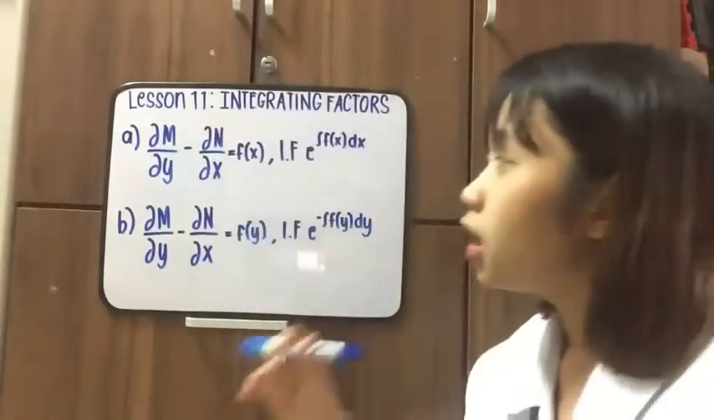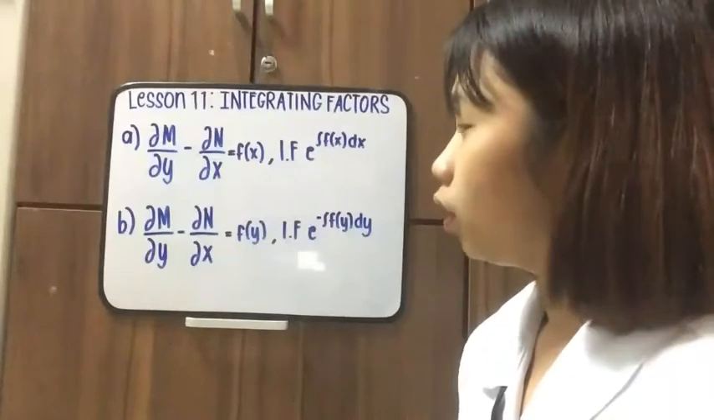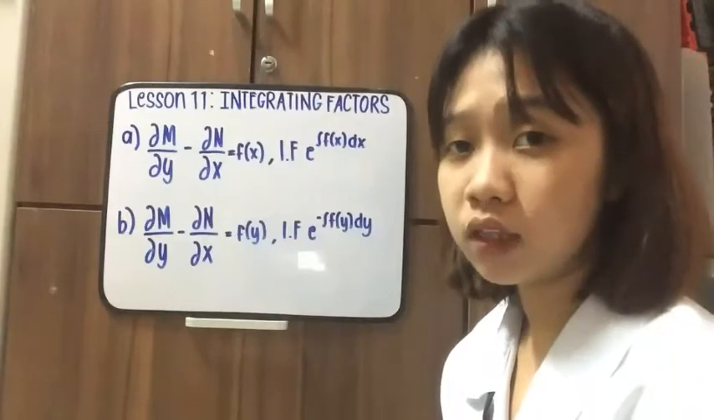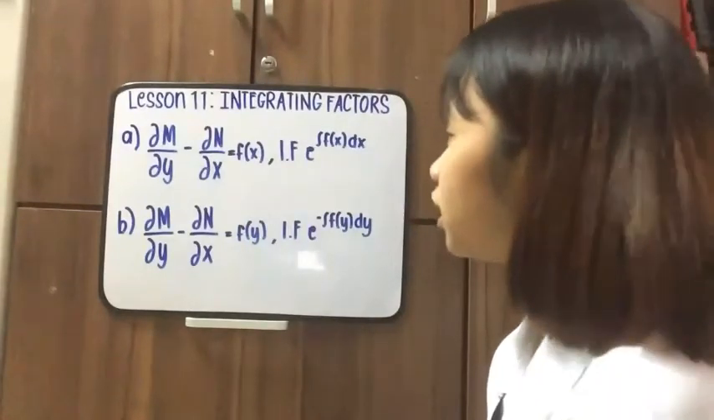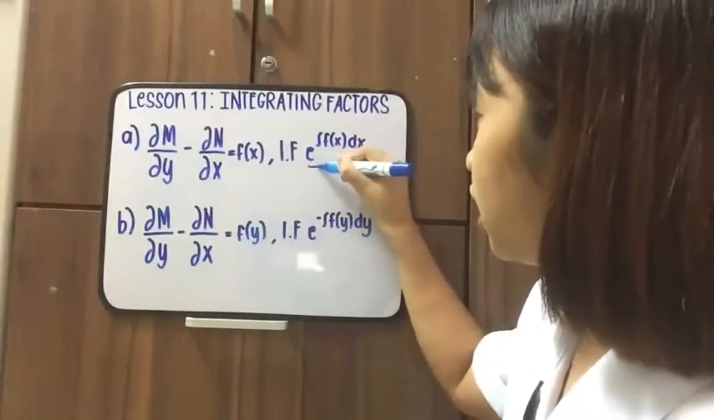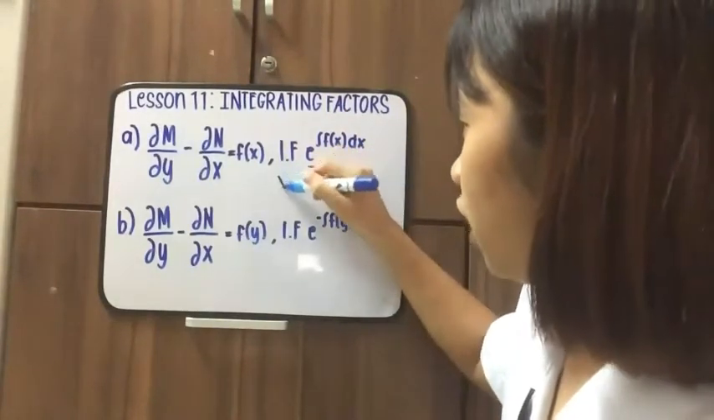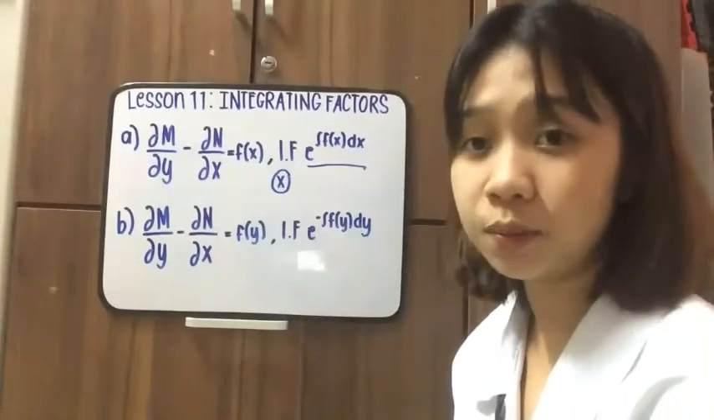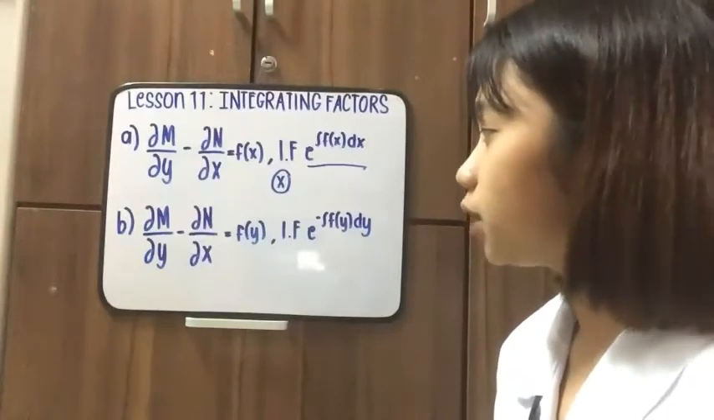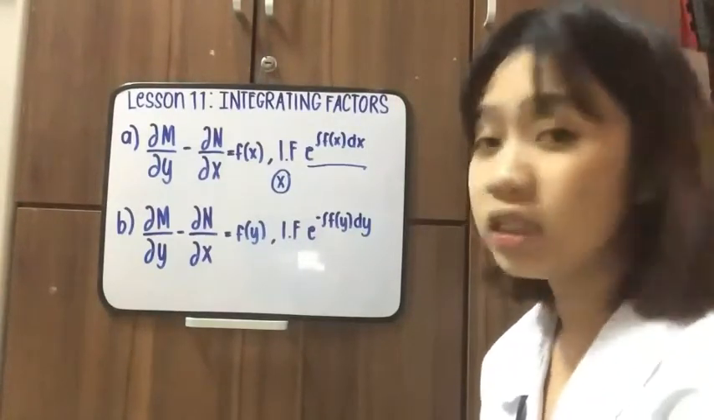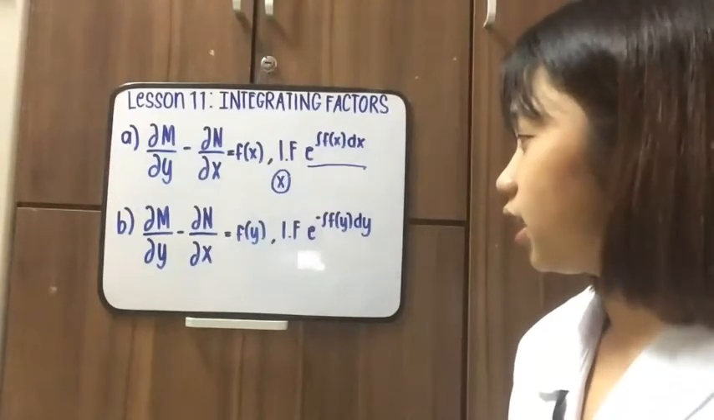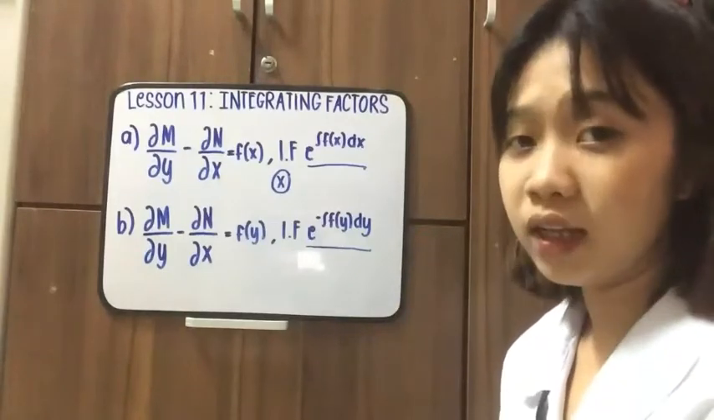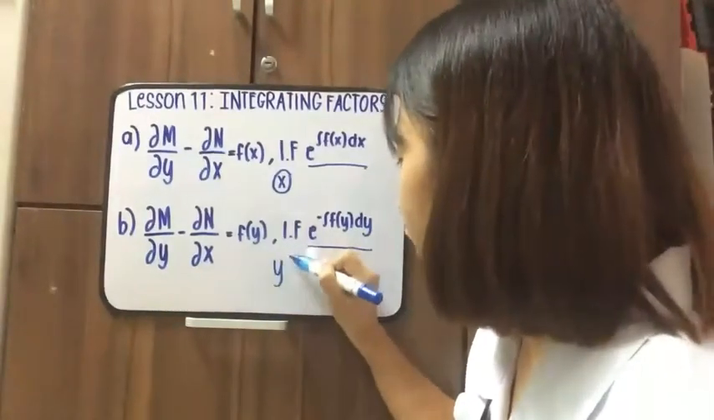For letter A, the partial derivative of M with respect to y minus the partial derivative of N with respect to x equals a function of x, then its integrating factor is e raised to the integral of f(x) dx, and it is used for x alone. For letter B, the partial derivative of M with respect to y minus the partial derivative of N with respect to x equals a function of y, and its integrating factor is e raised to the negative integral of f(y) dy, and it is used for y alone.